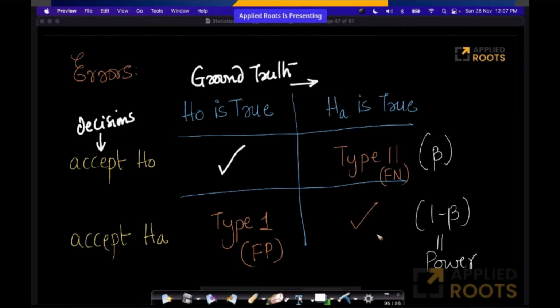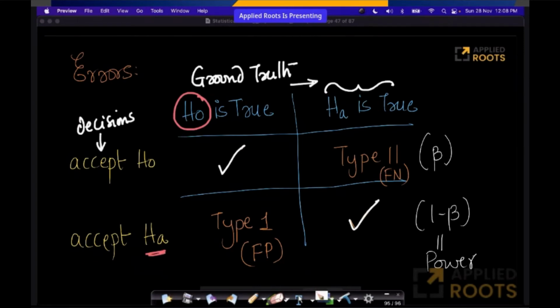The other way of looking at it. Imagine a world where the alternative hypothesis is true, and that's the truth. And we are accepting the alternative hypothesis, and that's perfectly all right. We should do that. So there is no issue with these two. But these two cells are the problematic ones. Imagine if H0 is actually true, but we mistakenly accepted the alternative hypothesis. Look at this. It is true.